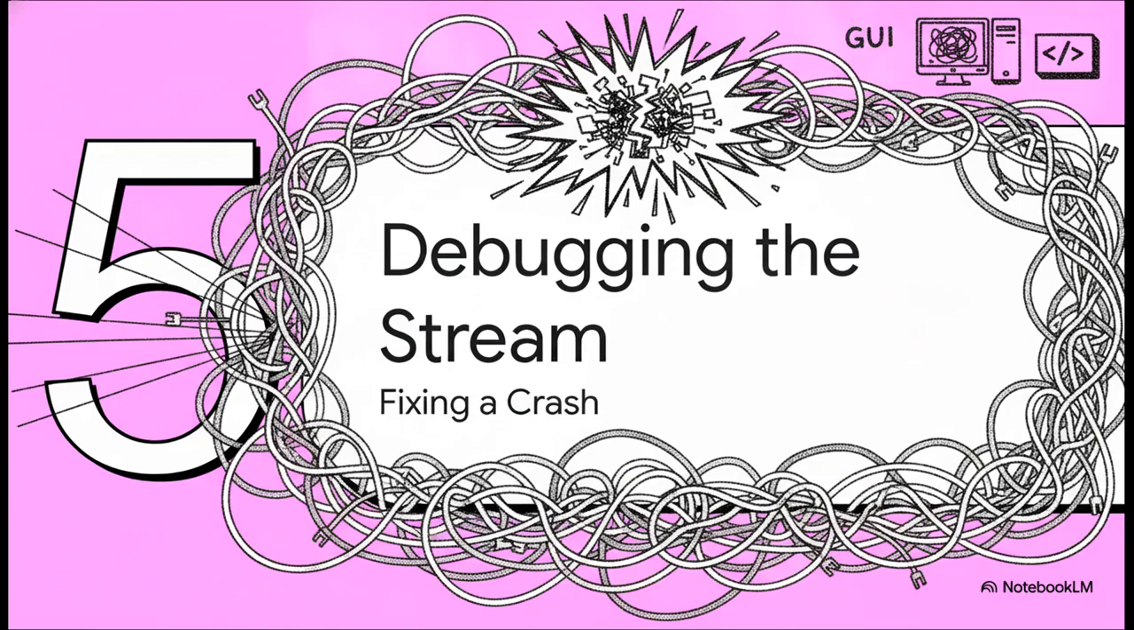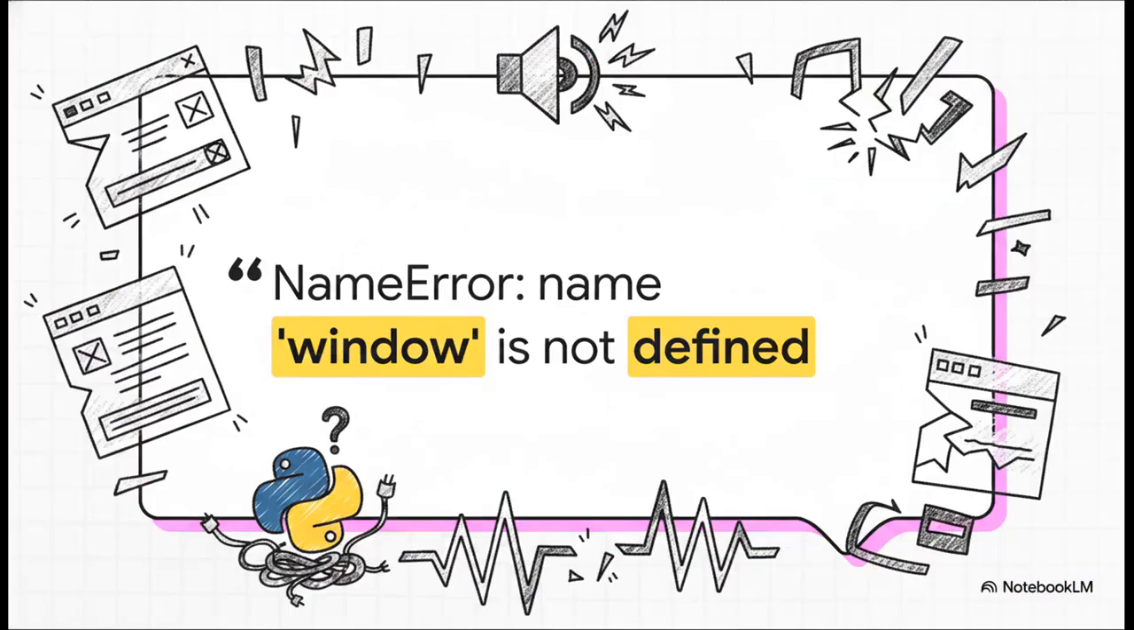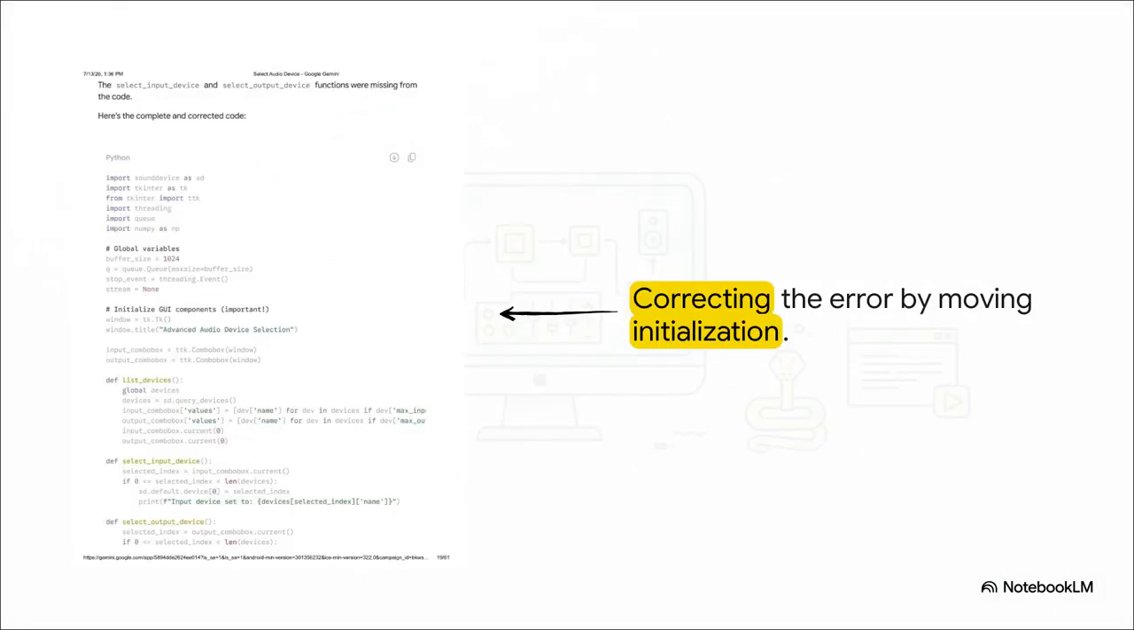All right, step 5, debugging the audio stream. As we all know, software development is almost never a straight line. When we fire up this complex new routing code alongside our GUI, we hit a brick wall. The script completely crashes. You try to click stop on the playback, and bam, you get this error. NameError: name 'window' is not defined. Our progress grinds to a halt. So what was the culprit?